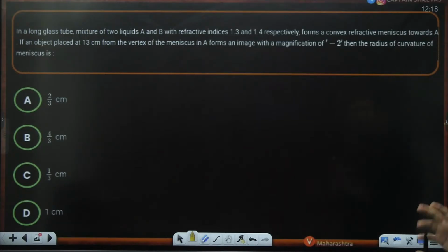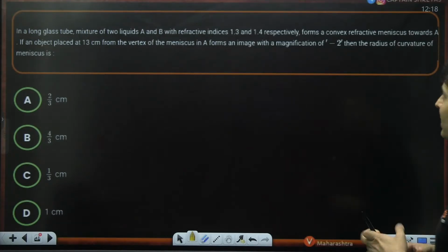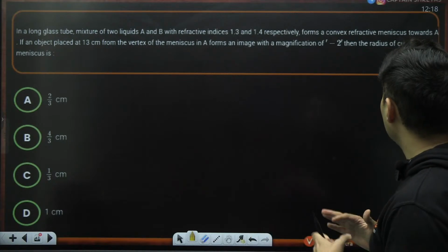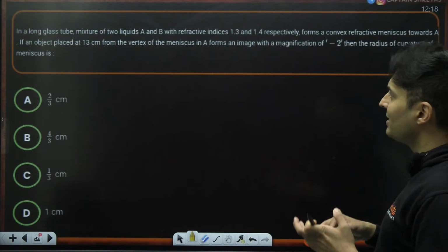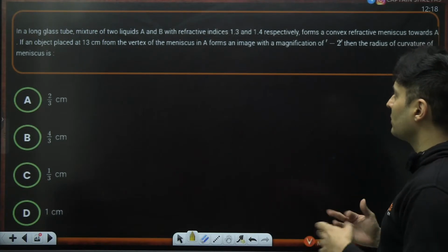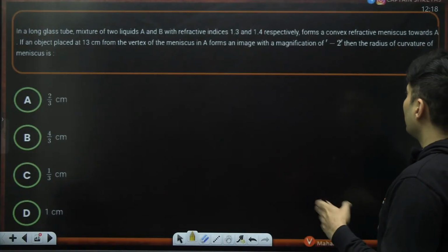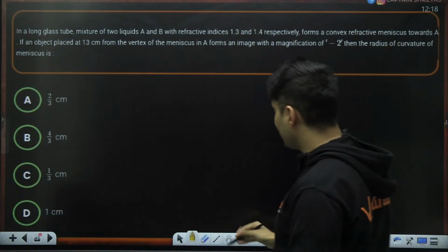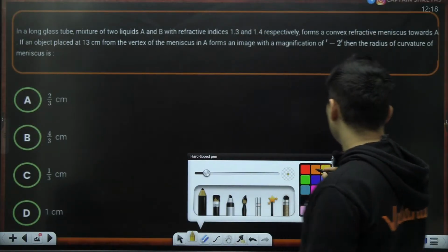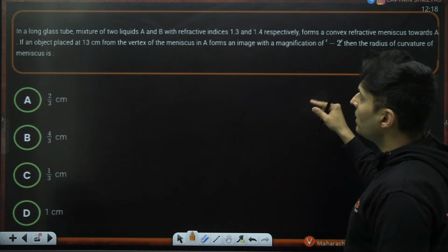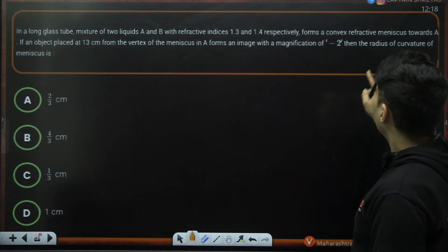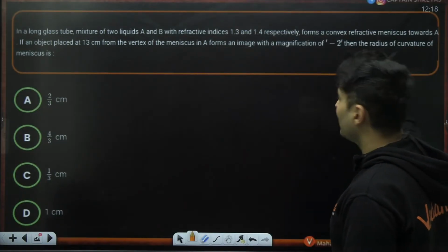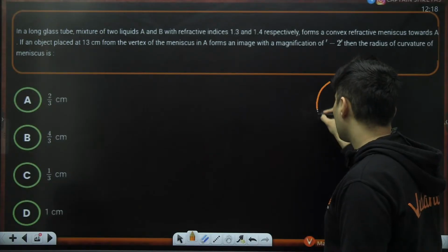There is a long tube with a mixture of two liquids with refractive indices, forming a convex refractive meniscus towards A. If an object is 13 from the vertex of A, it forms an image with magnification -2. See, a magnification related question. The radius of curvature of the meniscus is? Okay, let's try to solve this. Tube, mixture of two liquids A and B. The convex surface is towards A.